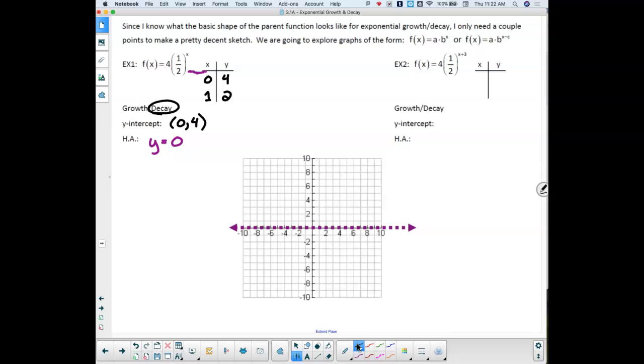Okay. So it's a decay. I went through there, and I went through there. That tells me then that it's going to look something like that. Would you agree? Okay. Second one, I'll put in blue this time. Okay.